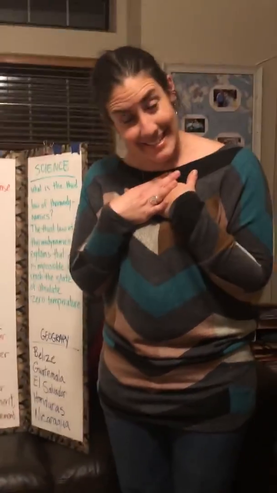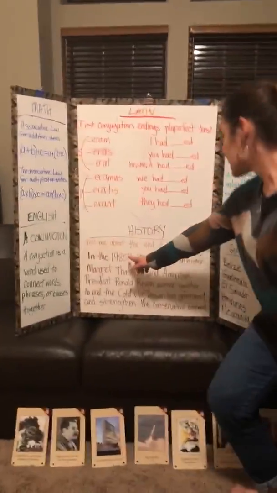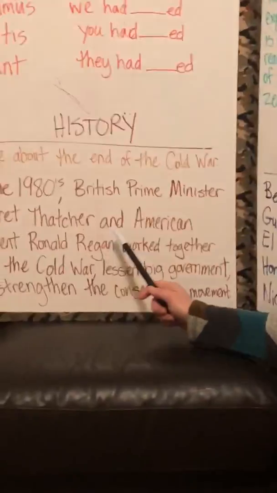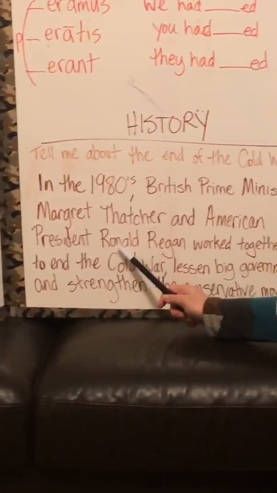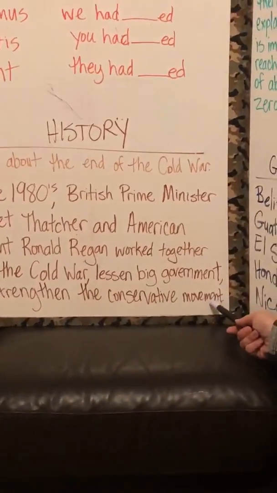Why don't we say it and then we'll sing it. Let's just say it together. Tell me about the end of the Cold War. In the 1980s, British Prime Minister Margaret Thatcher and American President Ronald Reagan worked together to end the Cold War, lessen big government, and strengthen the conservative movement.